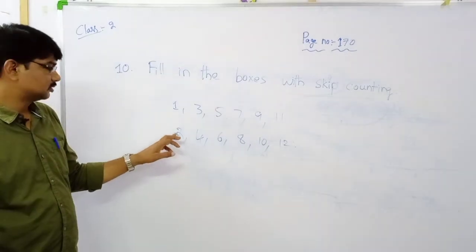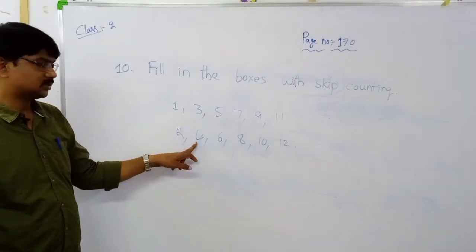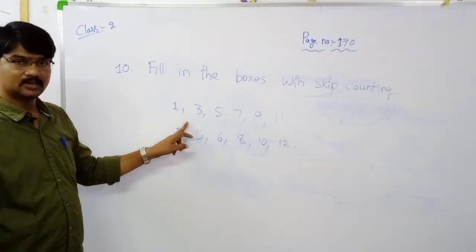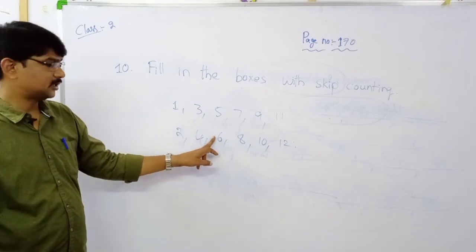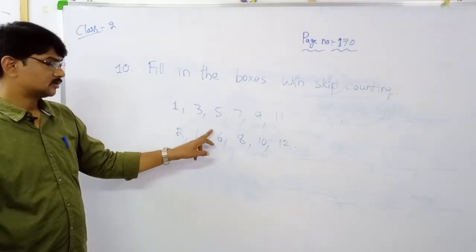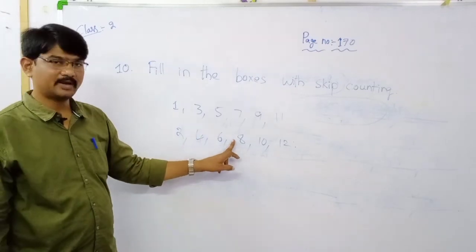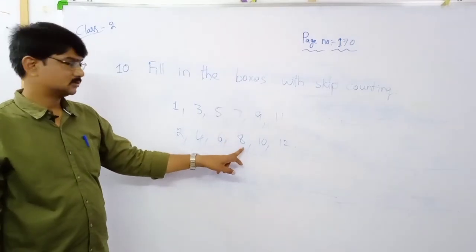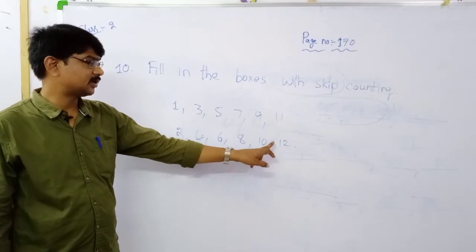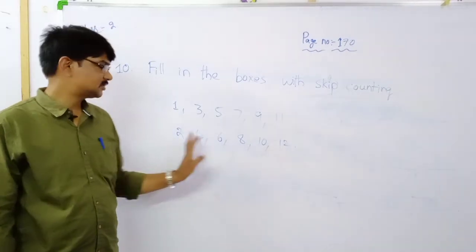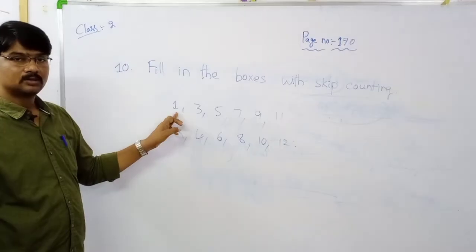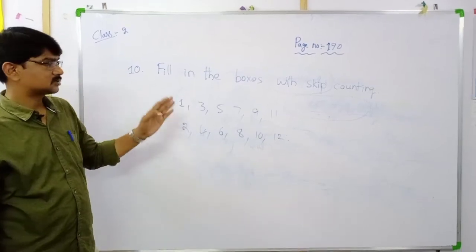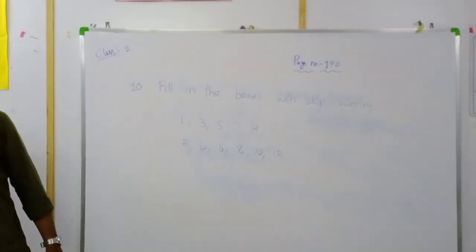Look at here also. 2 after 3 should come, but there is no 3. Here 4. We are leaving 3. 4 after 5 should come, but we are writing 6. It means 5 we are not writing. 6 after 7, but we are leaving the 7 and writing 8. 8 after 9 leaving, 10 writing. 10 after 11 leaving, writing 12. This is called skip counting. Between the two numbers, one number we are leaving. It is skip counting.